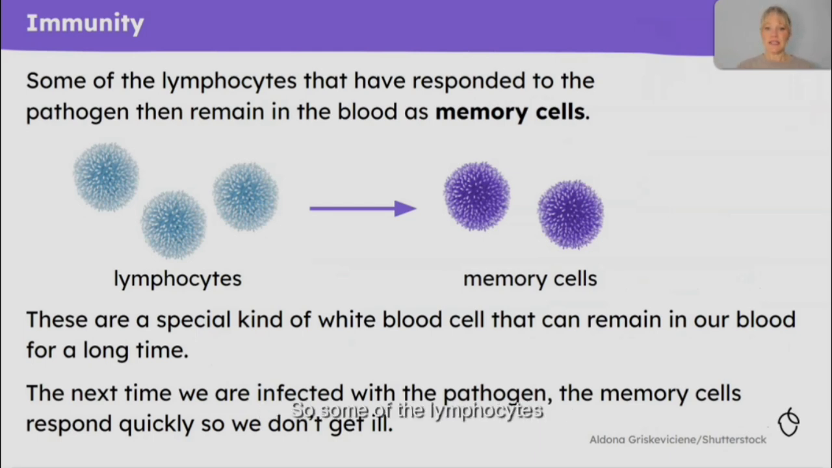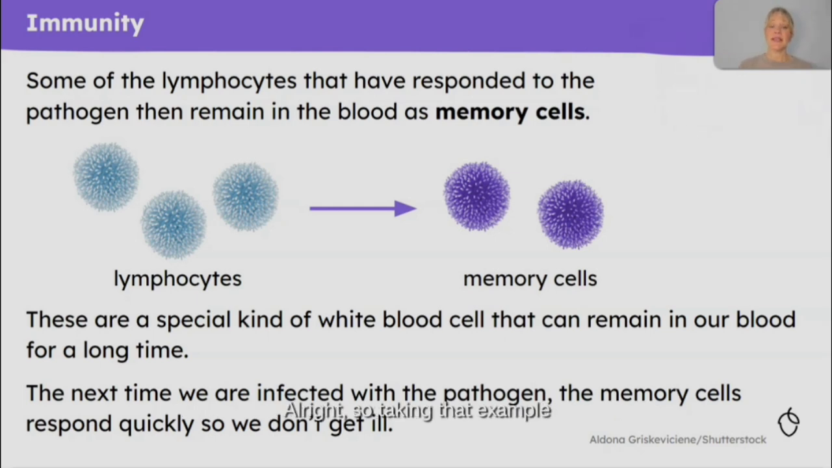Some of the lymphocytes that have responded to that pathogen and that antigen will remain in the blood as something called memory cells. Now, memory cells last for a lot longer than any of your other types of white blood cell. And therefore, if you then come in contact with that pathogen again, your immune response can be much faster than when we didn't have the memory cells. This means that next time we don't actually feel poorly.